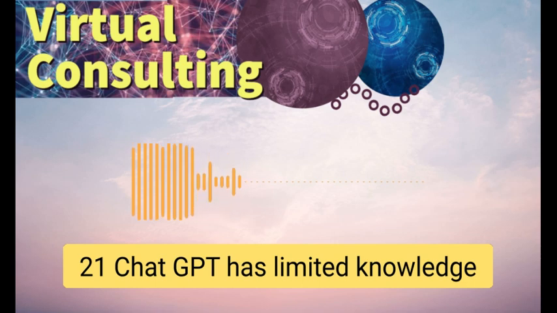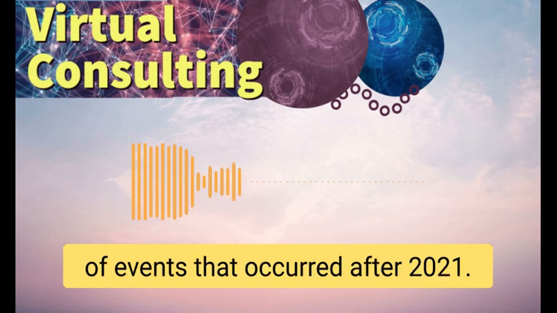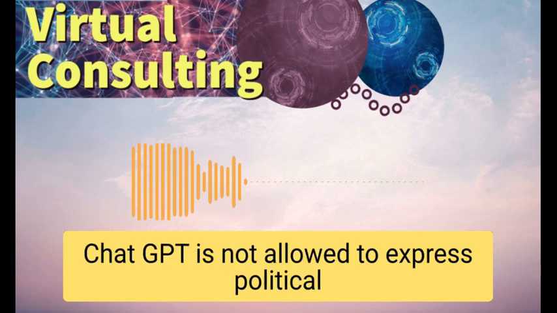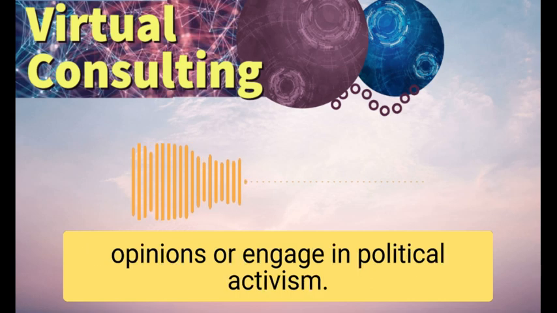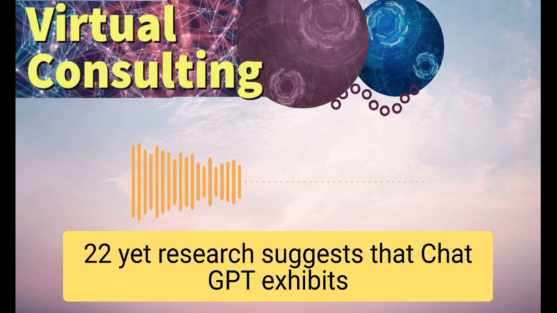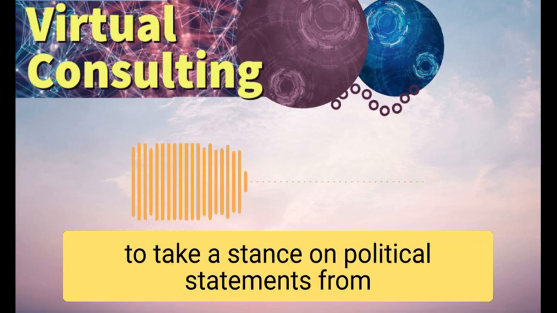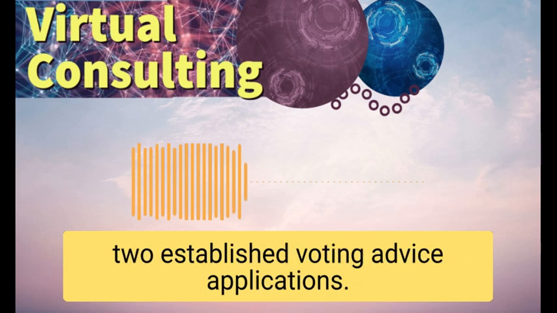ChatGPT has limited knowledge of events that occurred after 2021. According to the BBC, as of December 2022, ChatGPT is not allowed to express political opinions or engage in political activism. Yet, research suggests that ChatGPT exhibits a pro-environmental, left-libertarian orientation when prompted to take a stance on political statements from two established voting advice applications.